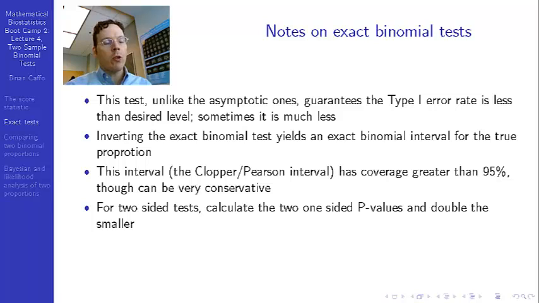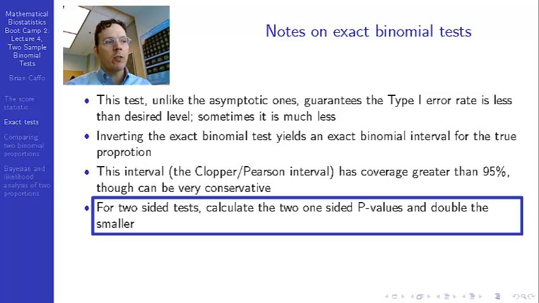And then, for two-sided tests, what I'm going to suggest is to calculate the two one-sided p-values. It should be obvious which one is going to be the smaller one, and then double it. That just follows the rule we've been using in normal tests, and this is good enough. There are maybe slightly better procedures, but they change the numbers only a little bit.